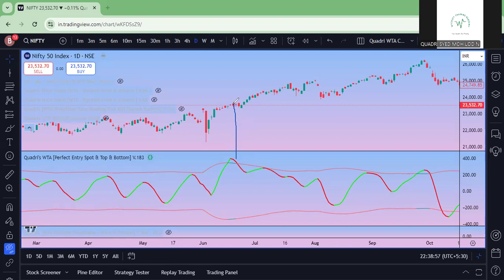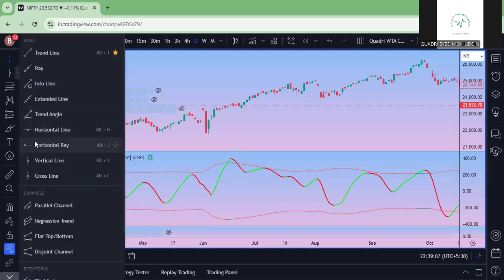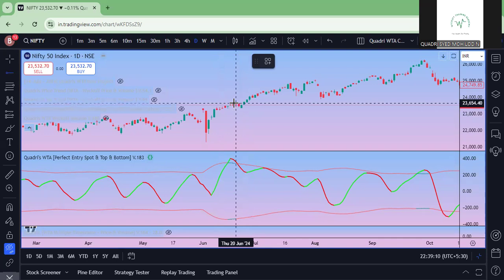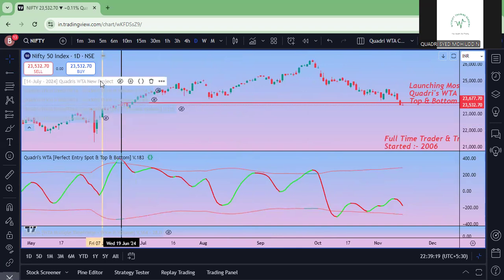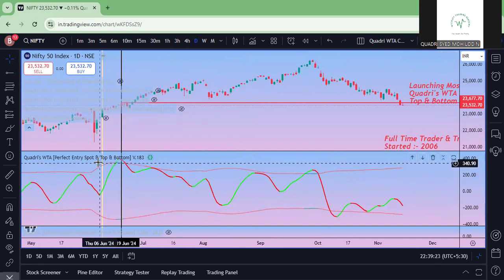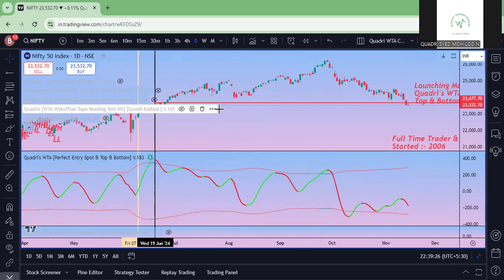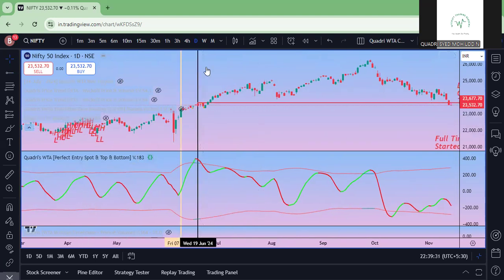Whenever this happens, you have to draw a parallel line and see what happens. If I draw a horizontal line from this particular point, this was the high, I guess, the point where it started turning downwards. You can see this particular high. The reason I call it a perfect entry spot is that it will give you a point below which the price doesn't fall.